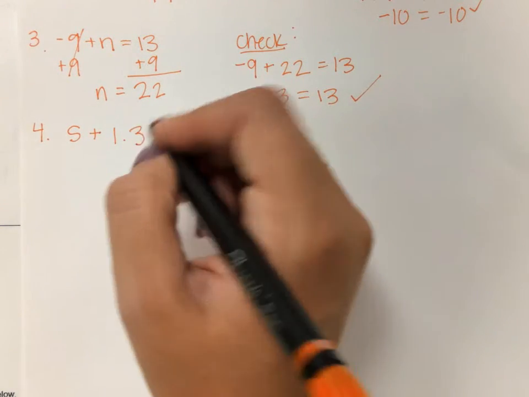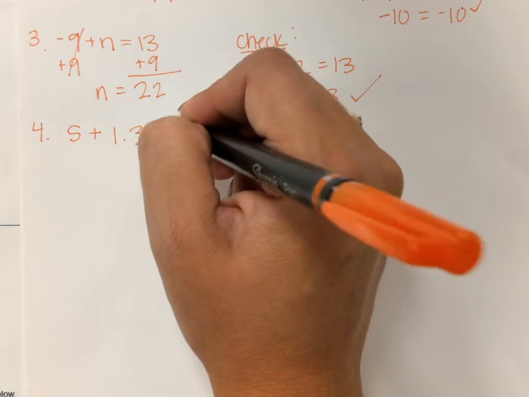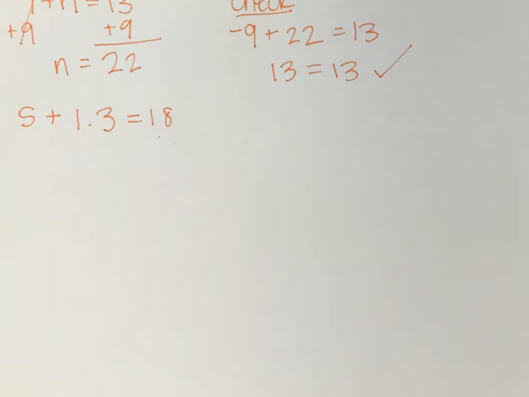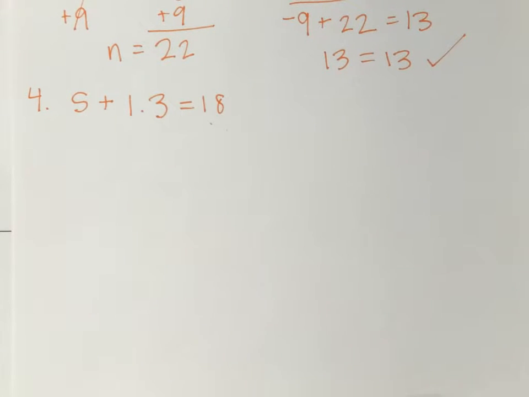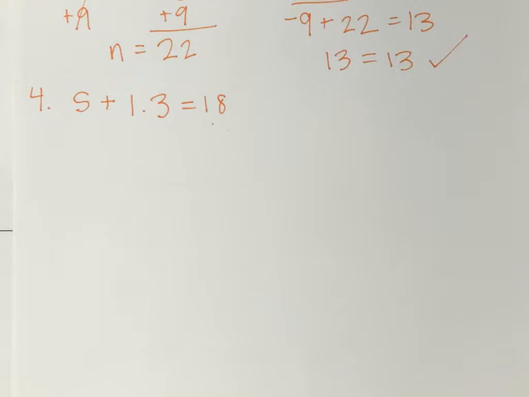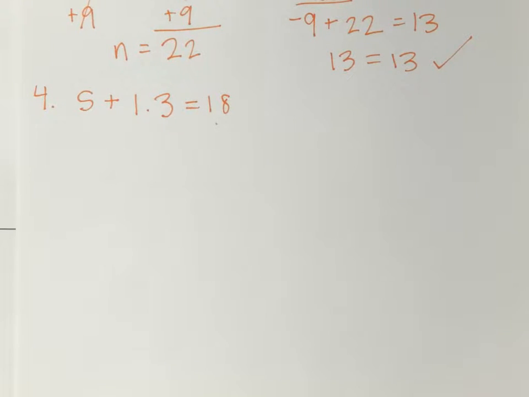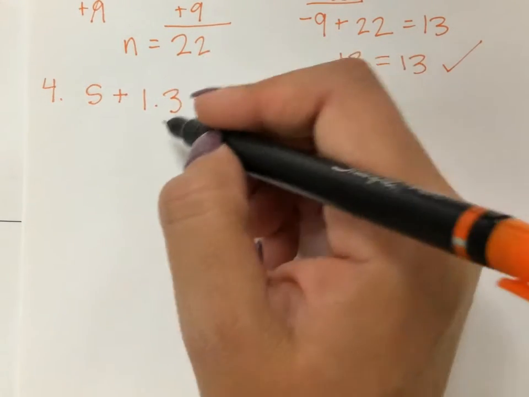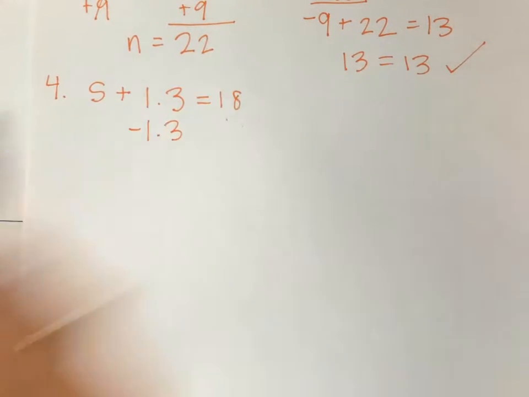Alright, what if I have a decimal? So what if I have s plus 1.3 equals 18? Does anything change? No. So how do I solve for s? Olivia, help. Subtract 1.3 from both sides. Is that a 5 or an s?